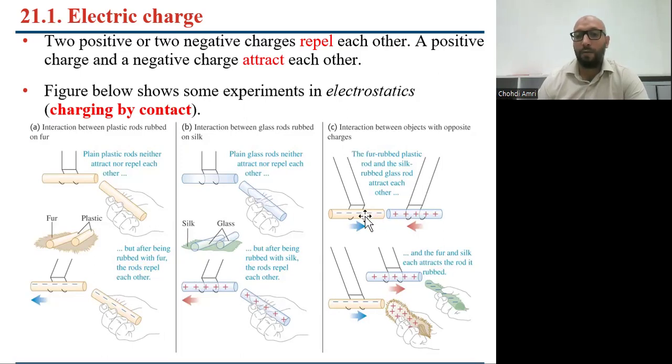Now imagine that we have a plastic rod with a negative charge and a glass rod with a positive charge. These two rods are approached to each other. So here there is an attractive force between them, because positive charge and negative charge attract each other. This kind of charging is called charging by contact. There is a contact between the plastic rod and the fur, and between the glass rod and the silk.